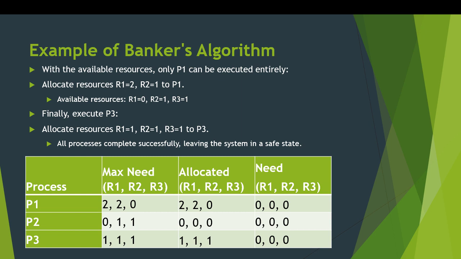So the main idea is that if we allocate a resource to a process and execute it, the system must be in a safe state, otherwise you are not allowed to allocate the resources. You will look for some other alternative allocation. So this is all about the Banker's algorithm. Thank you.